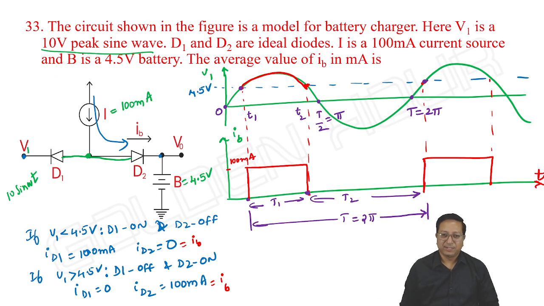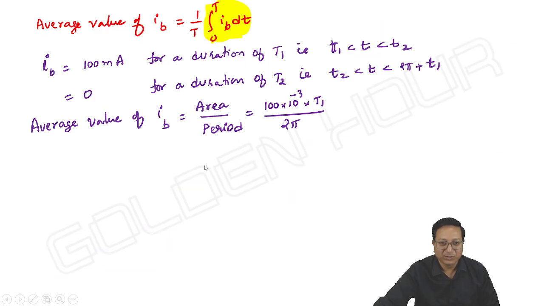Okay. Then how to find capital T1? Yes. For that we have a clue. What is that? V1 is equal to 10 sine omega t. Then at t is equal to small t1, V1 value is sine omega t1, whose value is 4.5 volt. That's it. That point is enough. So my concern is how to find T1.